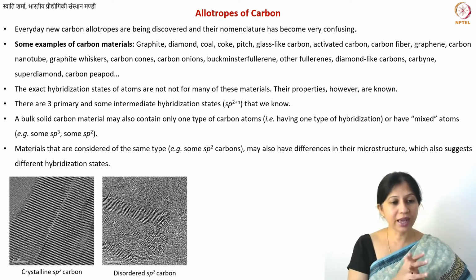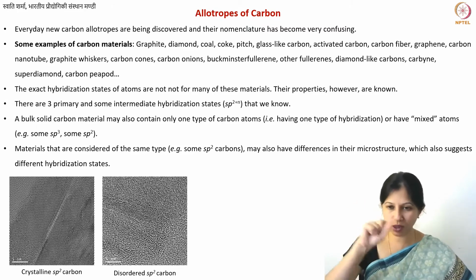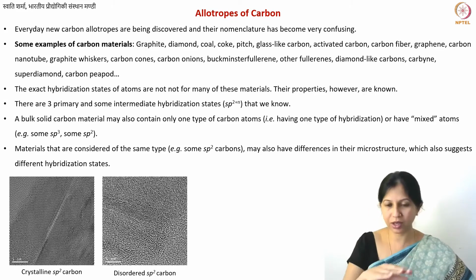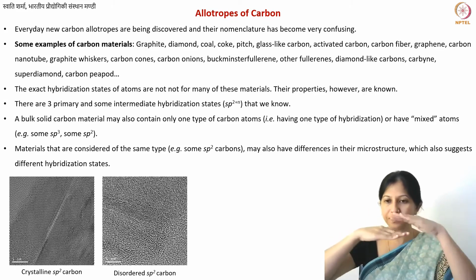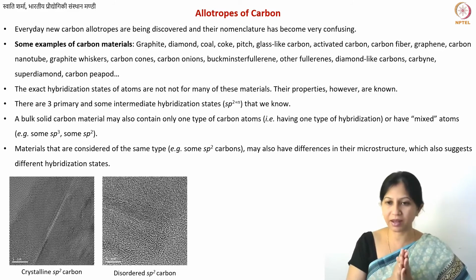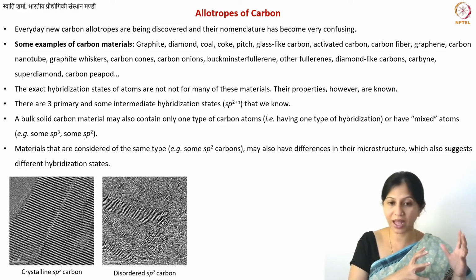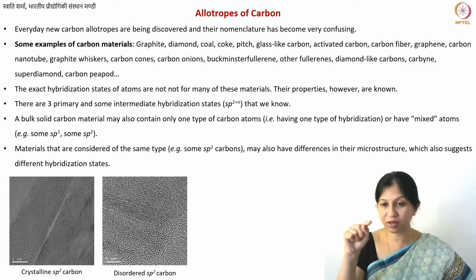So now in this case, you see that both of these images indicate somehow an sp2 type carbon. Whenever you see these lines, these are basically crystal planes, and these are sp2 type planes, which just by looking at the image you cannot say. You have to do some other calculations. You have to see what is the distance between these two planes.